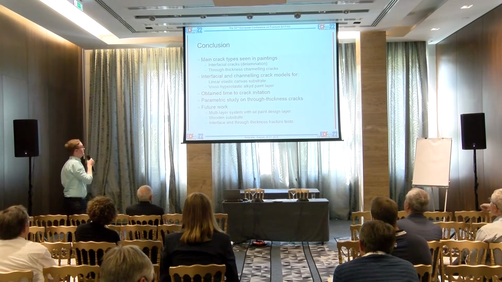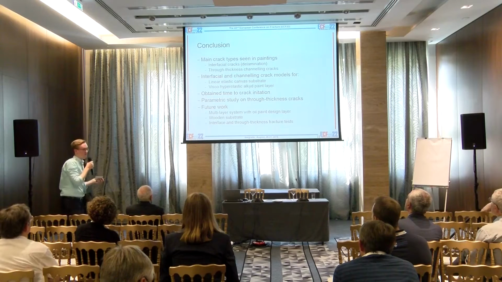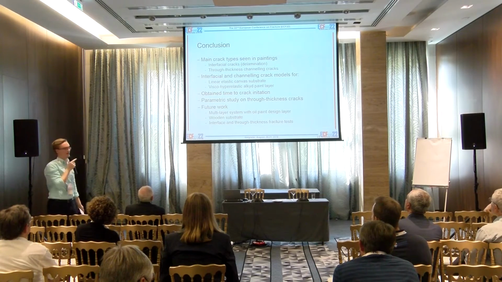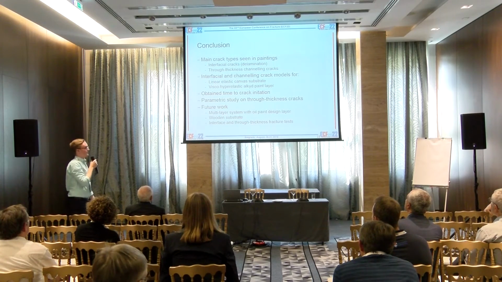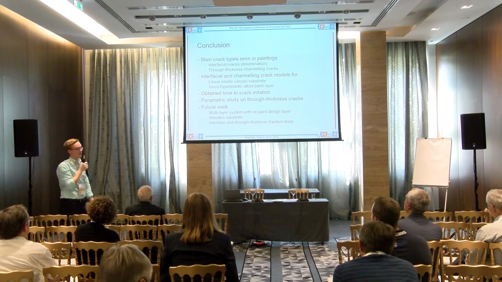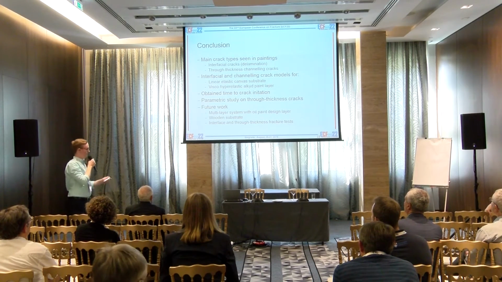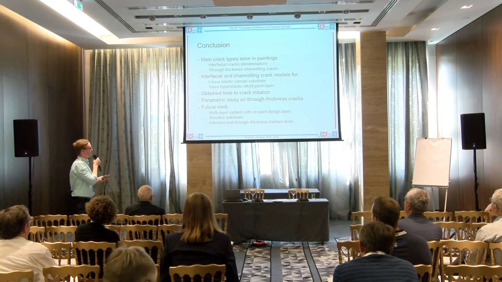So in conclusion, I've shown that the main crack types in the paintings are through thickness channeling crack and an interfacial crack. I've presented 2 models, both of which have a linear elastic canvas and a visco-hyperelastic alkyd paint layer. I've considered time to first crack and performed a parametric study on the through thickness cracks.